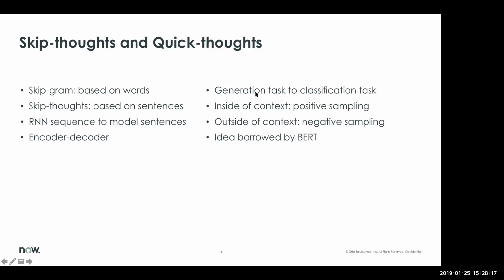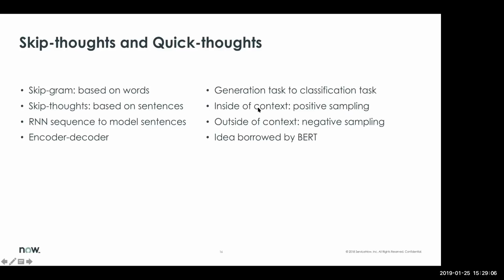Instead of the generation task in skip-thoughts, quick-thoughts turns the generation task into a classification task. We will talk about this idea many times, because for natural language tasks, the generation task is usually much harder than the classification task. Even the current modern language model like BERT turns the generation task into a classification task to get better performance.